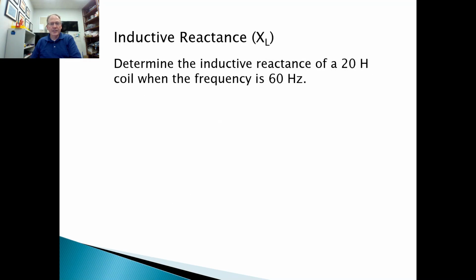All right, so let's look at this. Determine the inductive reactance of a 20 henry coil when the frequency is 60 hertz. So again, you just take 2 pi F L: 2 pi times 60 times 20 is 7.54 kiloohms.